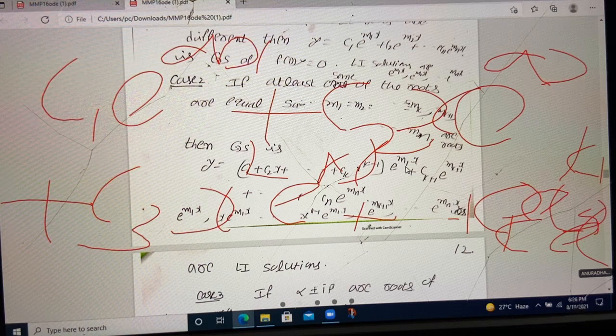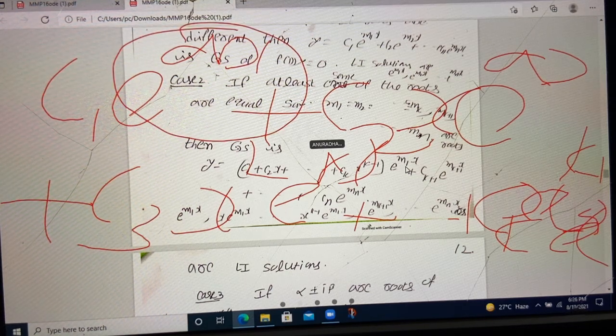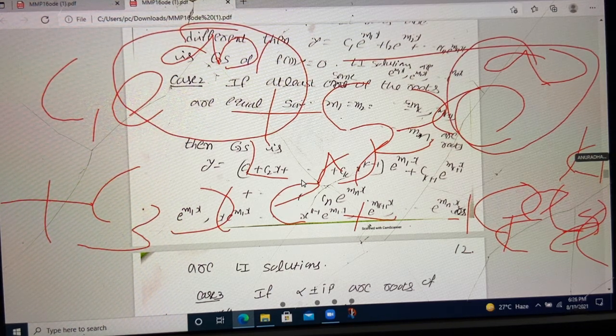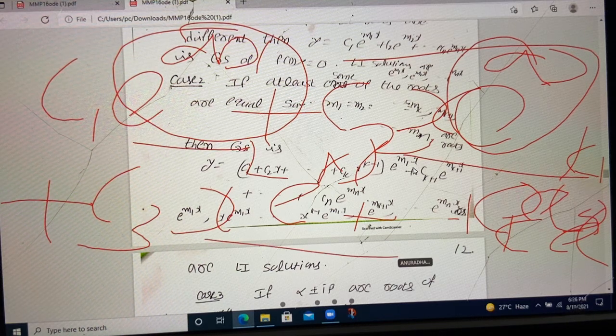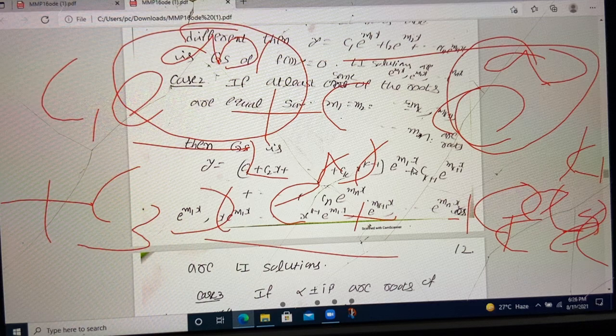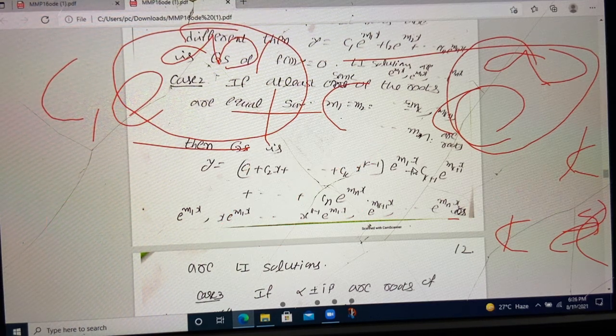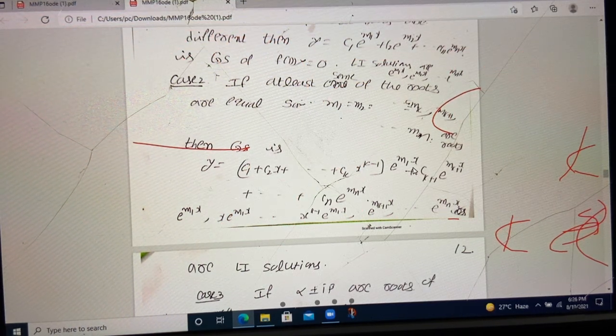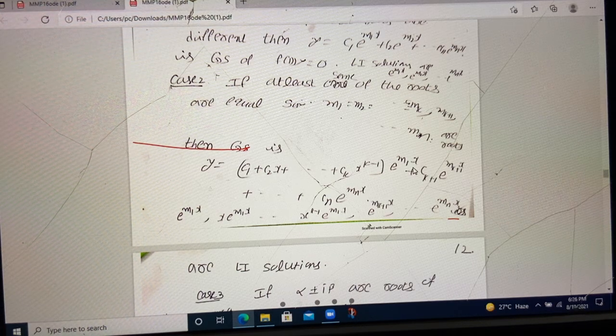If you take e^(ax) common, this reduces to (c1 + c2x + ... + ck x^(k-1)) e^(mx). So whenever the roots are equal, e^(ax), x e^(ax), x^2 e^(ax) are linearly independent, as we have seen. If they are simply a constant times, then they are linearly dependent. If they are x times, then they are automatically linearly independent. Therefore, this solution is also a solution of the homogeneous equation.